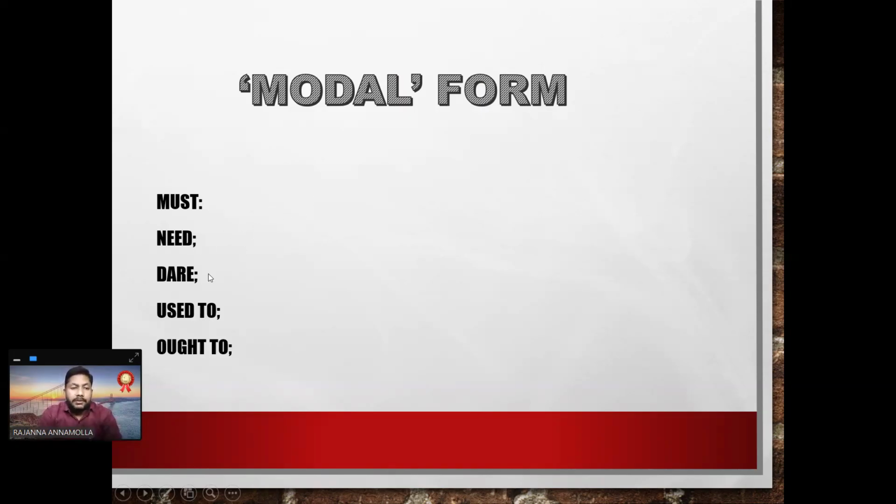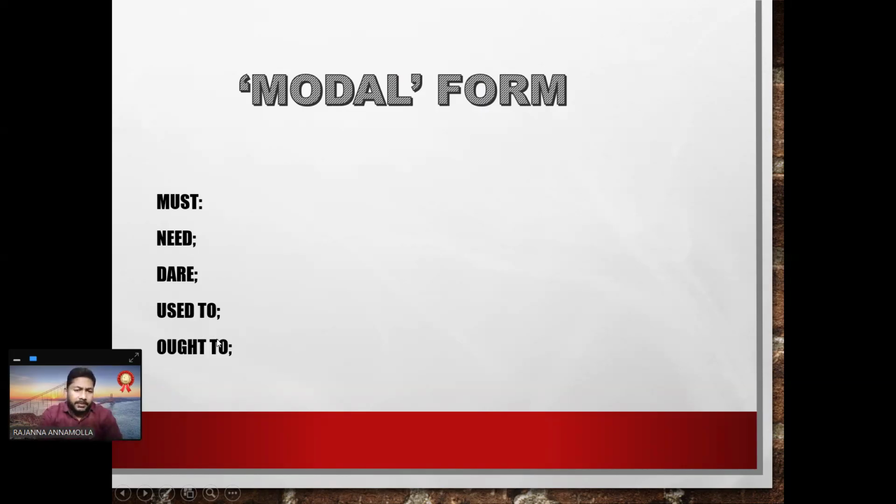You need to do it like that. So dare. You dare not go there. You dare do it. You dare not go there. So used to, this is a very, very important one. So leave dare and need; they are not used that much. But must is used for compulsion and insistence, and used to is used to talk about past habits. I used to walk 2 kilometers a day last year.